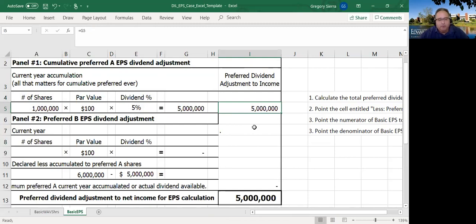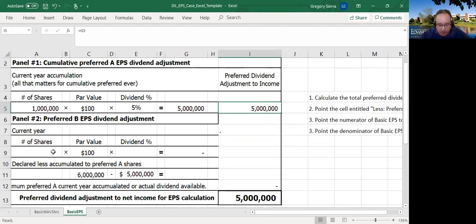Now in this problem, technically cumulative has to go first, but you're not going to actually get a test question with a cumulative preferred and a second preferred. The reason I have both is we get to look at both of them in this comprehensive problem. Okay, so we have $5 million here.